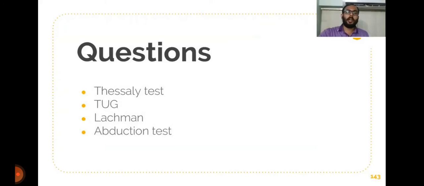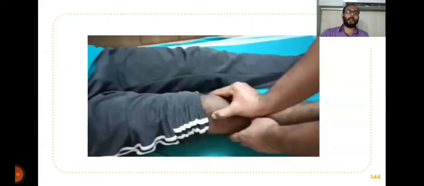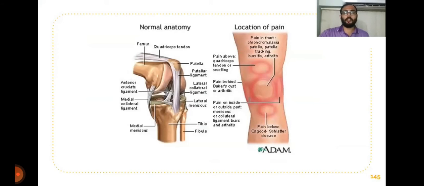And the last one is the abduction test, which is confirmatory for the medial collateral ligament tear. In the abduction test, one hand is fixed on the knee lateral aspect, and then abduction of the knee is done while holding the foot, and there will be excruciating pain when there is a tear. When there is complete tear, the joint will open up. This applied anatomy is very important, and clinical examination equally helps us in the diagnosis.